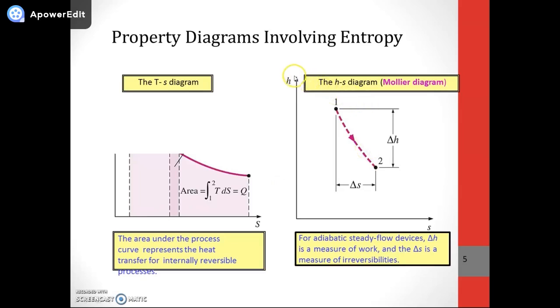This one is the enthalpy versus entropy diagram, H versus S. We call it a Mollier diagram. For the Mollier diagram, this is delta S, this is delta H. For adiabatic steady flow devices, delta H is a measure of work, and delta S is a measure of irreversibilities.